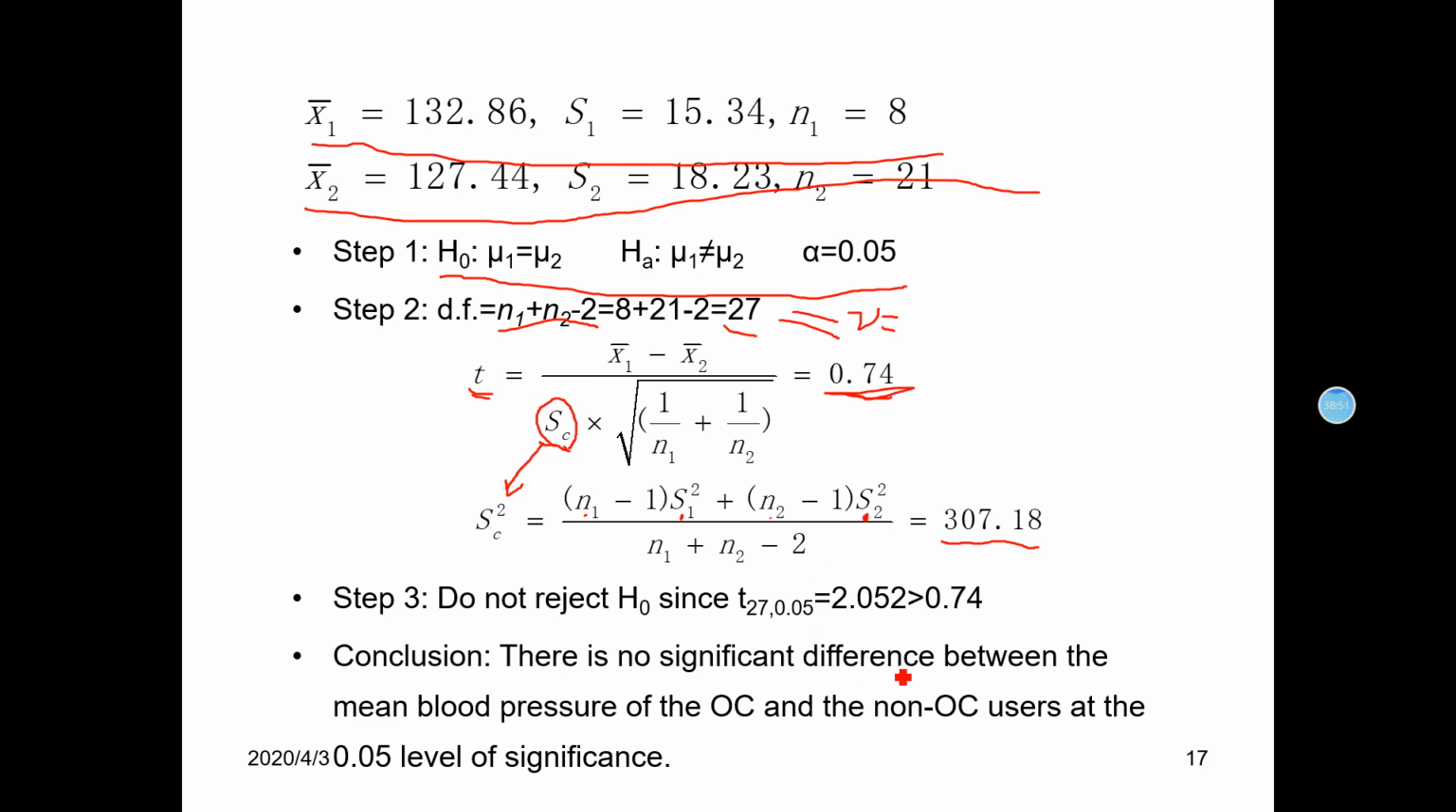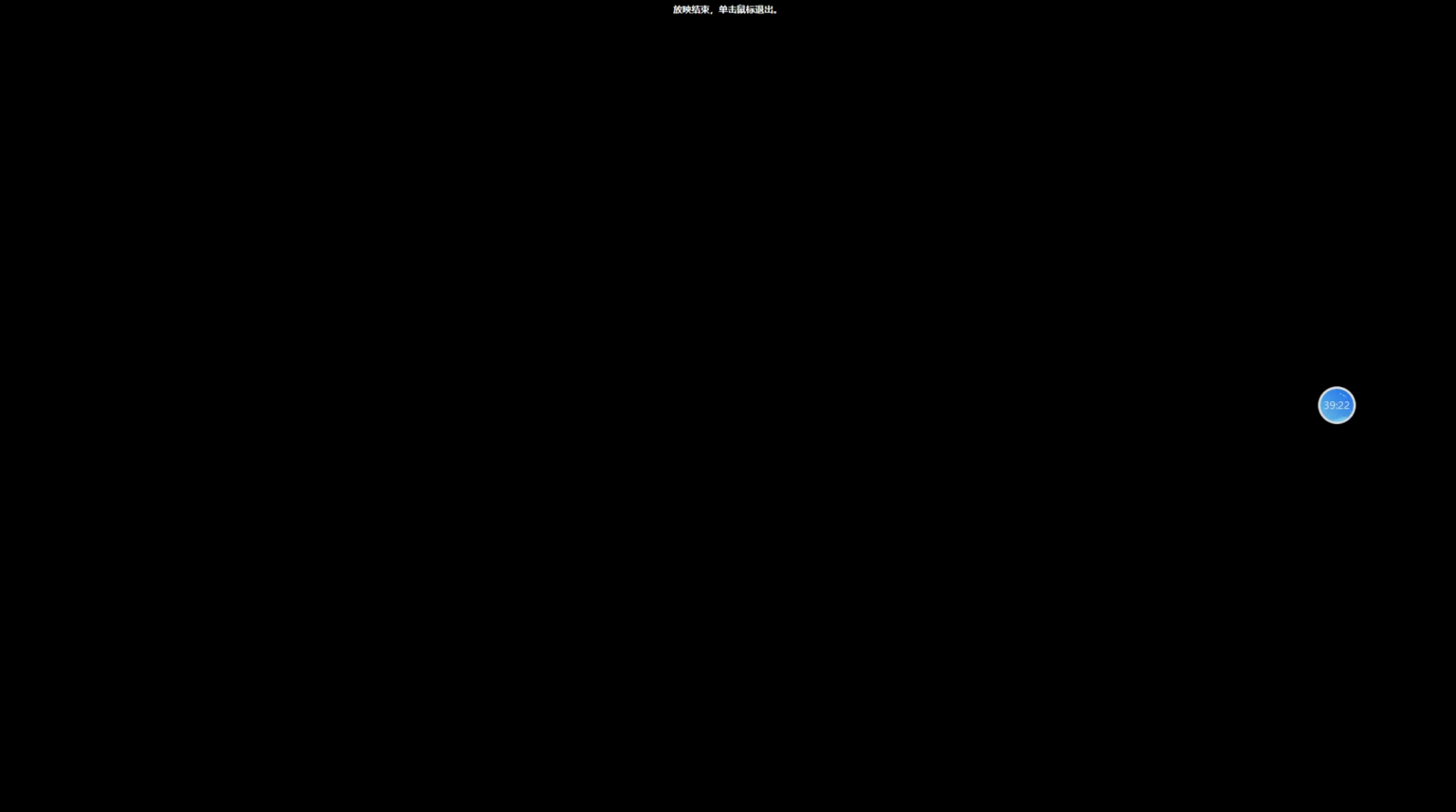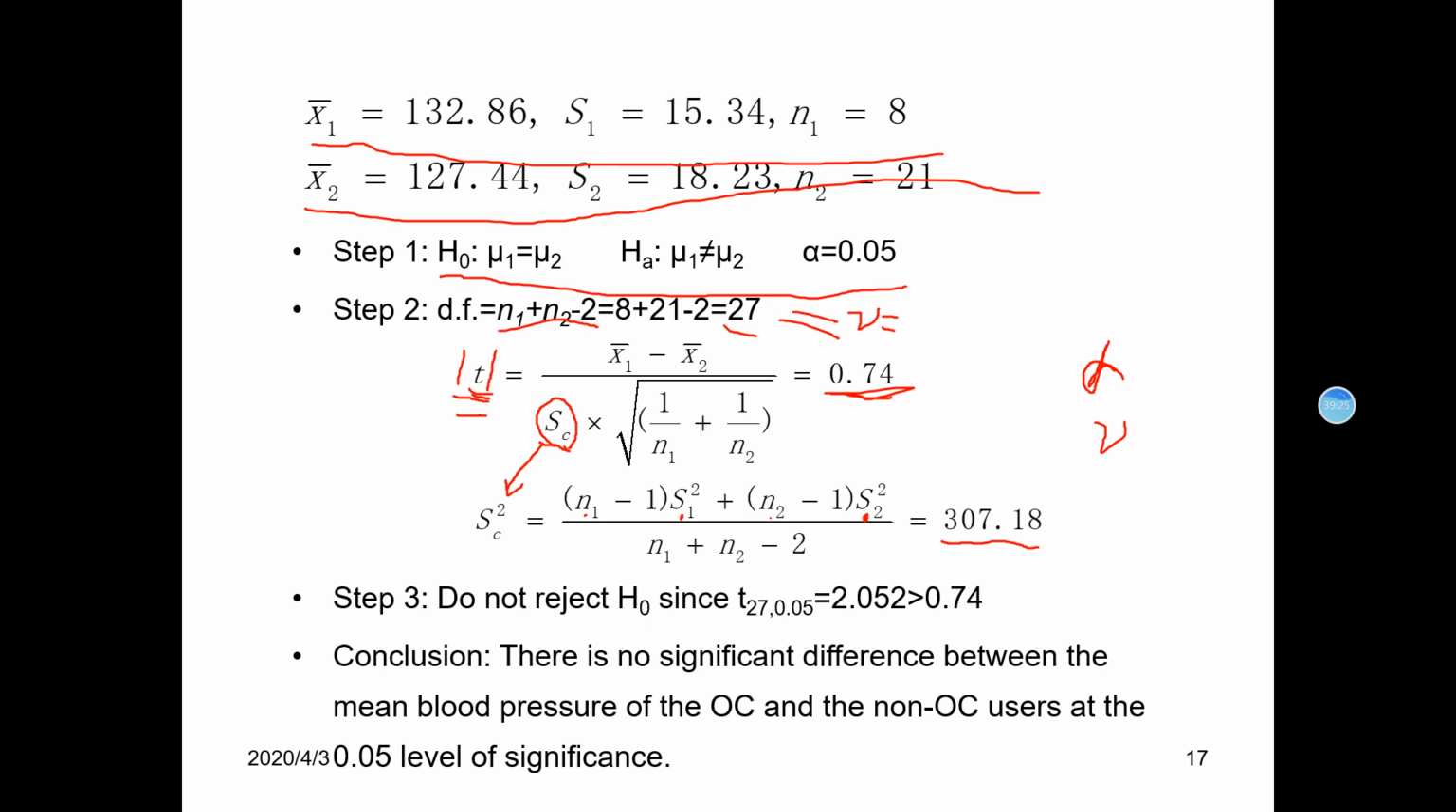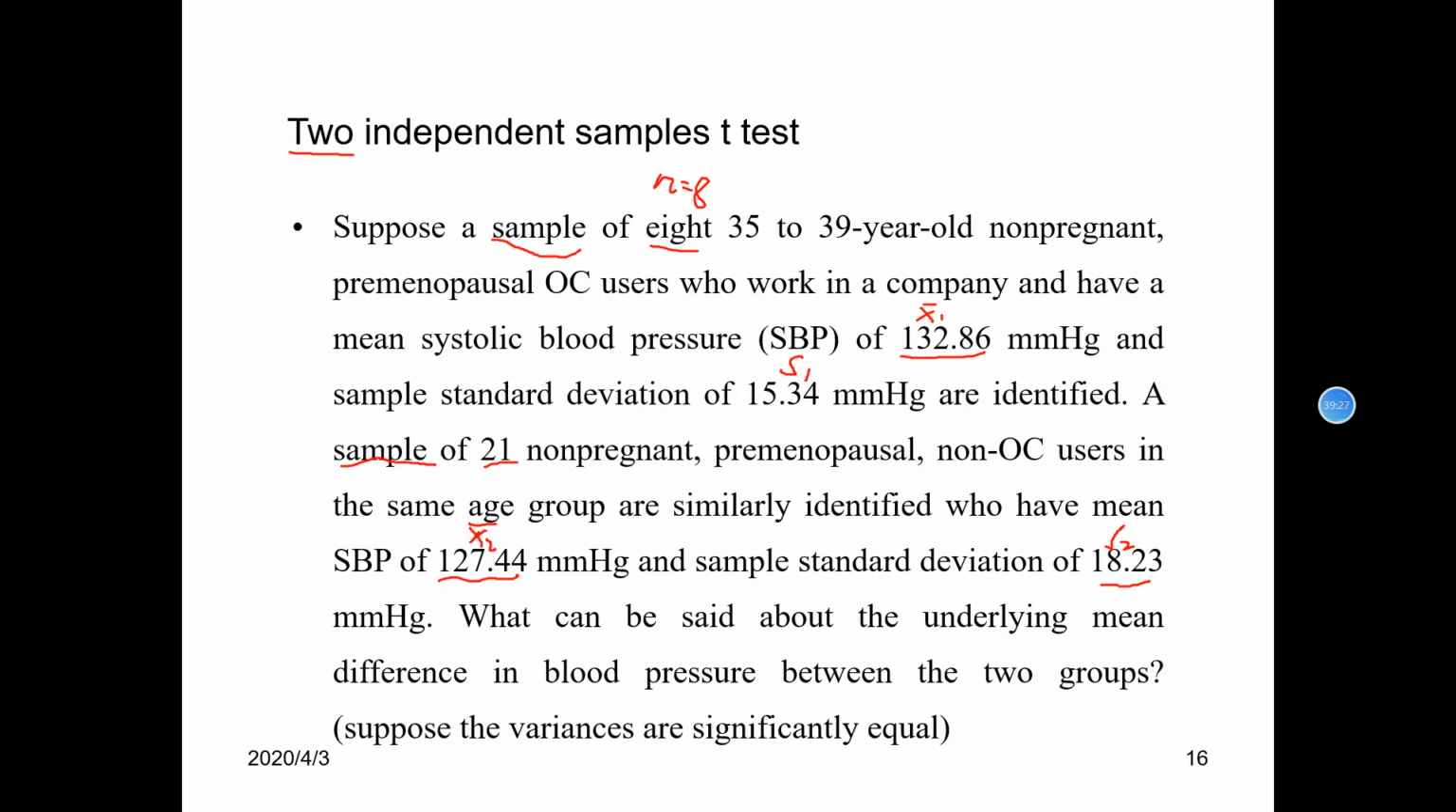The last things are the same with what happened in the other questions. We need to find, with alpha and nu, the standard t, and we need to compare the absolute value of t to the standard t. If this one is bigger, we need to reject H0, but if this one is smaller, we don't reject H0. Okay, so that is the two independent samples t-test.